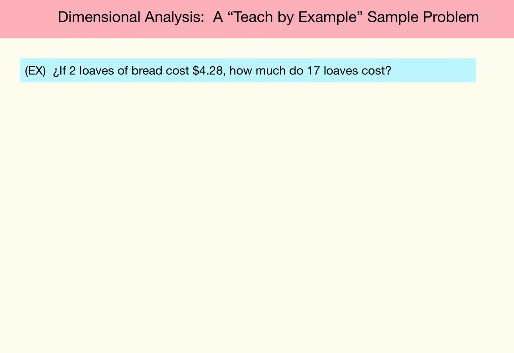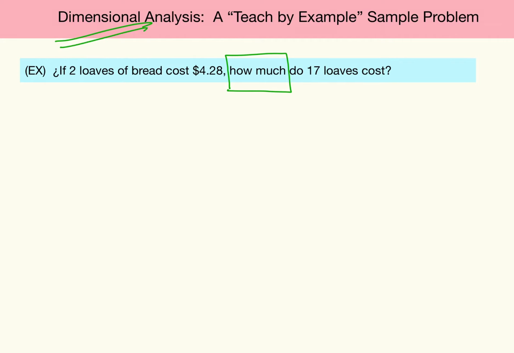So let's teach by example with this one. For example, if you know that 2 loaves of bread cost $4.28, how much do 17 loaves cost? The first thing one does with dimensional analysis is set your answer up. And so the answer we're looking for is how much.